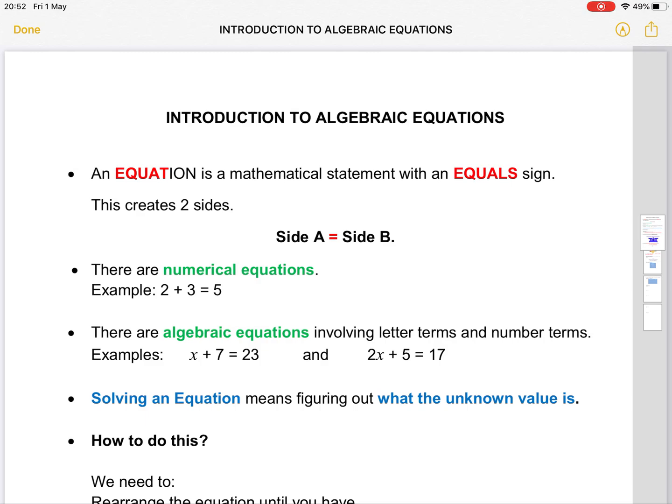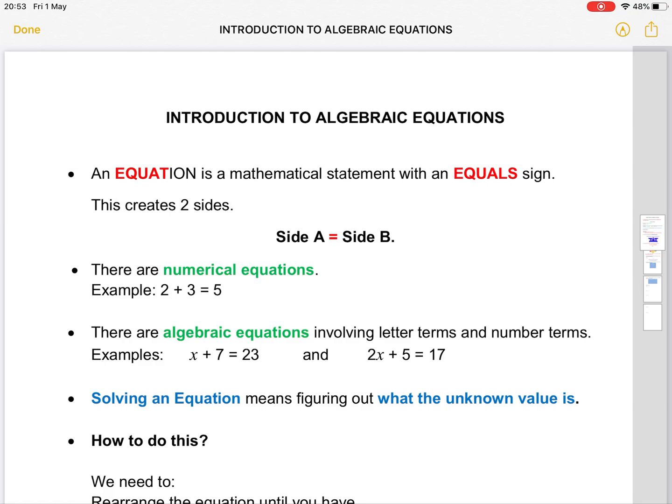We've already done algebraic expressions, but an expression does not have an equal sign, whereas an algebraic equation should have an equal sign. In fact, an equation is a mathematical statement with an equals sign. And so this creates two sides. Side A is equal to side B.